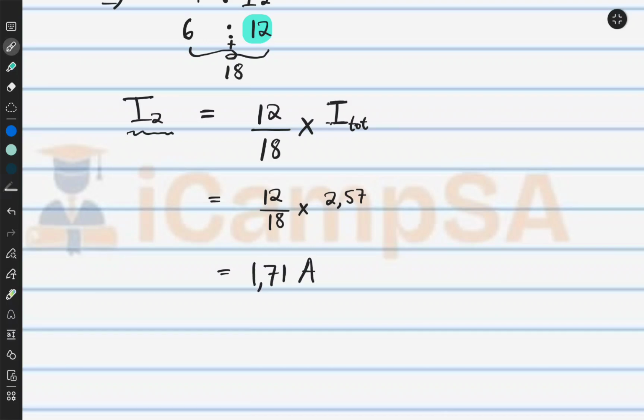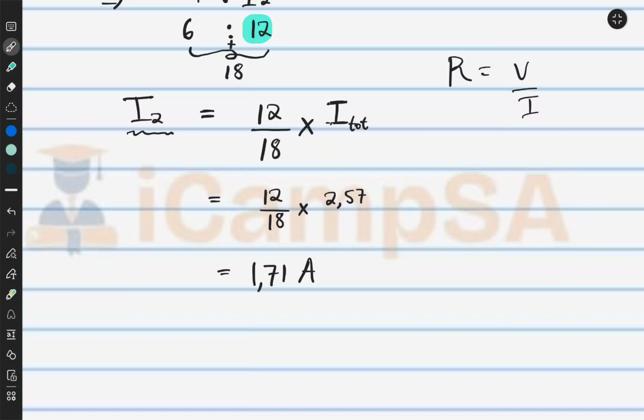If I punch my calculator, 12 over 18 times 2.57 gives you 1.71 amps. This is not the only way of calculating this. The reason I'm showing you this method is because it comes in handy sometimes when you can't use the formula R is equal to V over I. Sometimes you can't directly use this formula, so you can use the ratio method to gauge how much current will pass through each resistor.